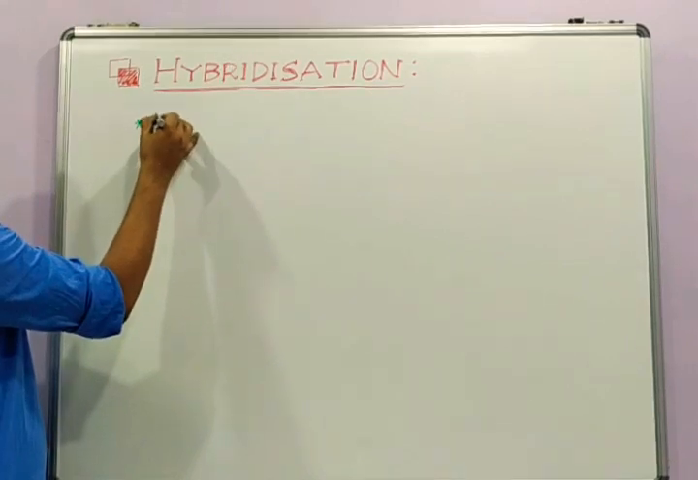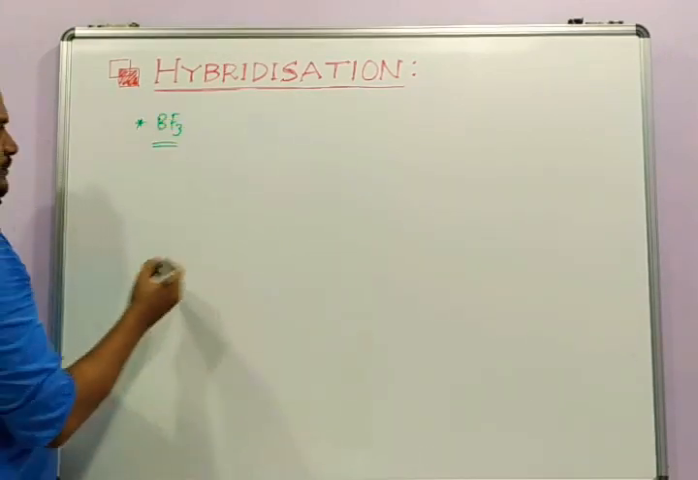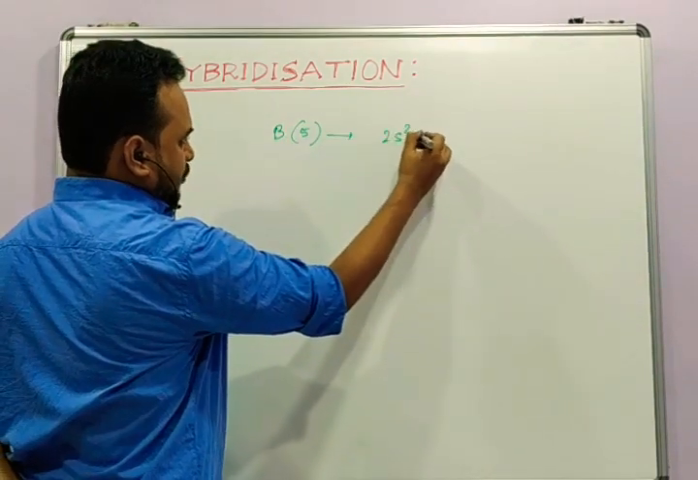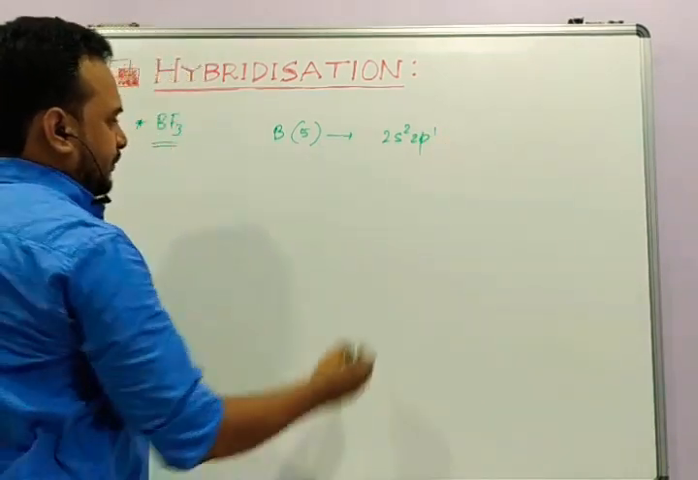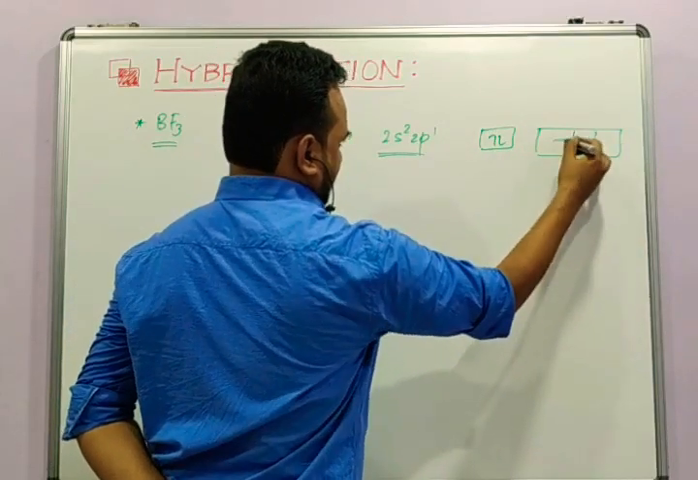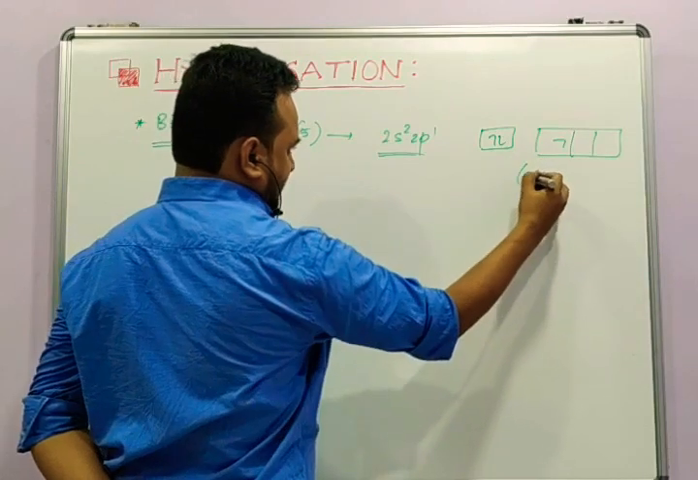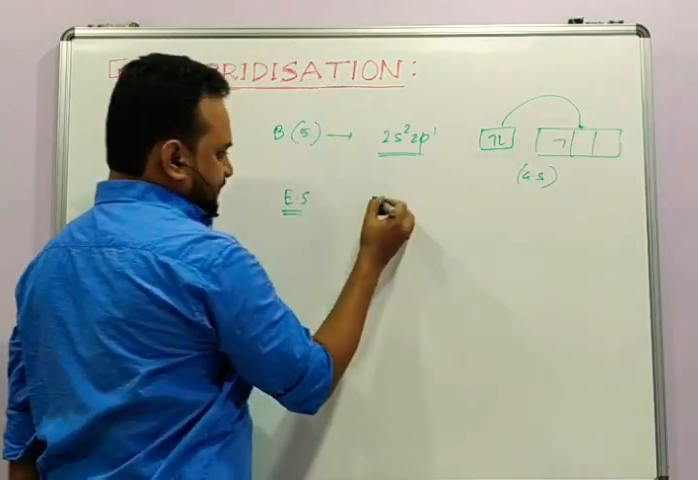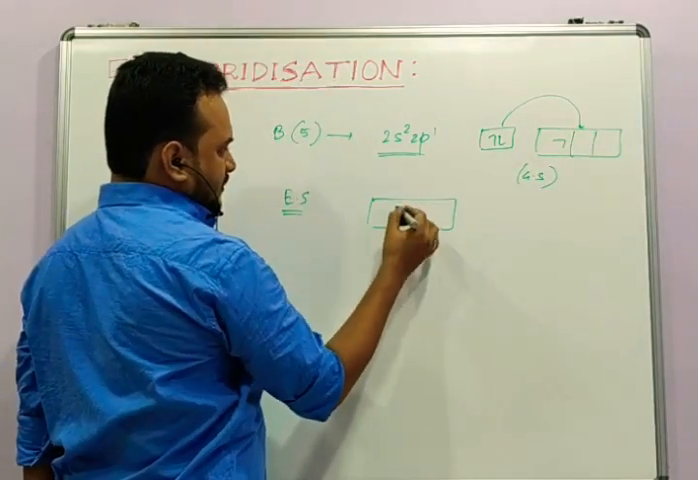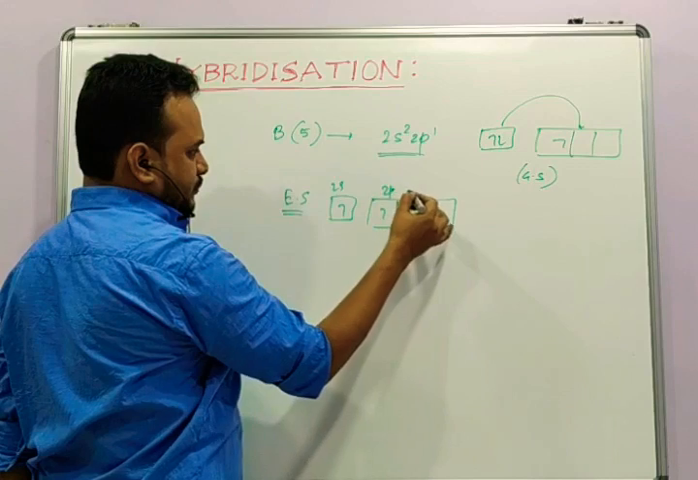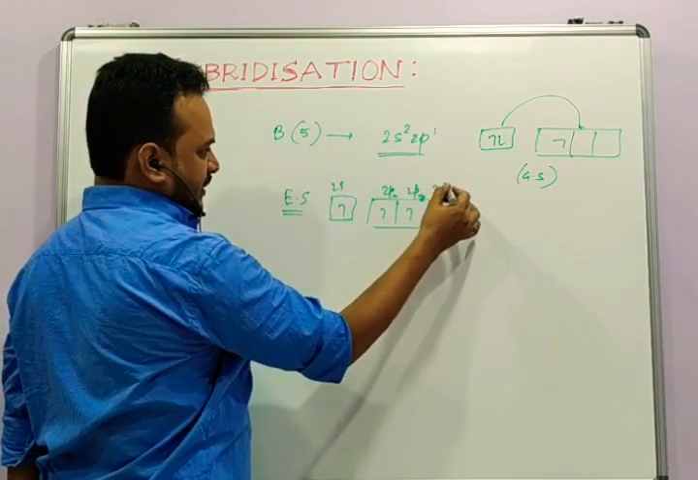Now I will show you some more examples. For example, boron trifluoride, BF3. Boron has atomic number 5, so its electronic configuration is 1s2 2s2 2p1, and the valence shell can be written like this. This is the ground state configuration, right? And in the excited state, one of the electrons will be promoted. So this is the 2s, and in the 2p we have 2 electrons: 2px, 2py and 2pz.